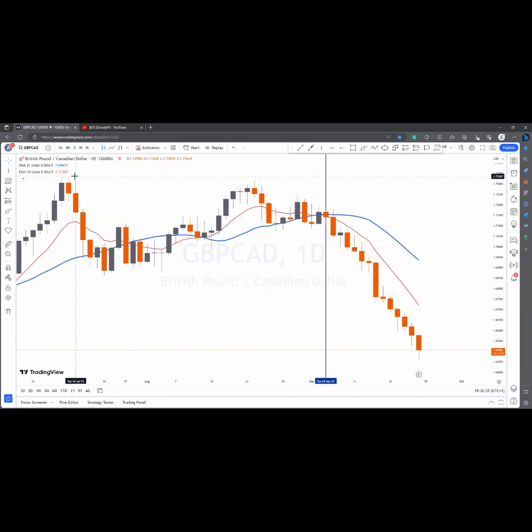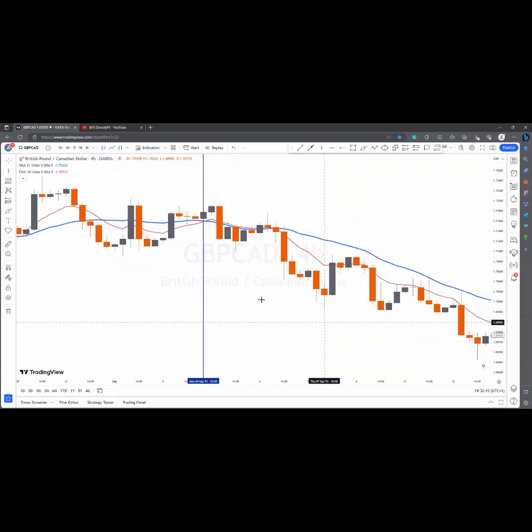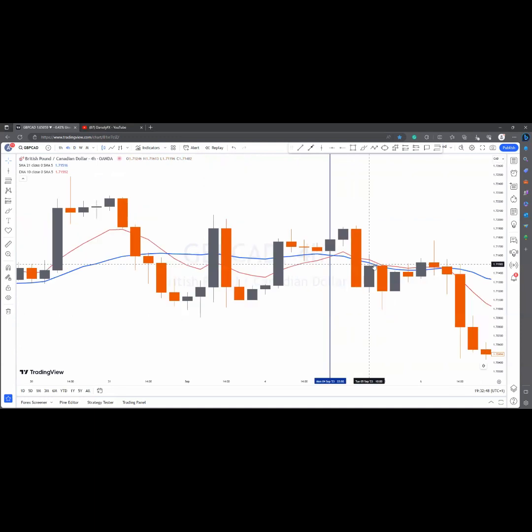The only thing you'll be looking out for is selling opportunities. Why? Because the daily is selling. Now let's get down to 4 hours and see what happened here. By the time the market crossed here, look at this, ladies and gentlemen. This was where the market crossed, and we crossed with a what? With a bearish engulfing candle.